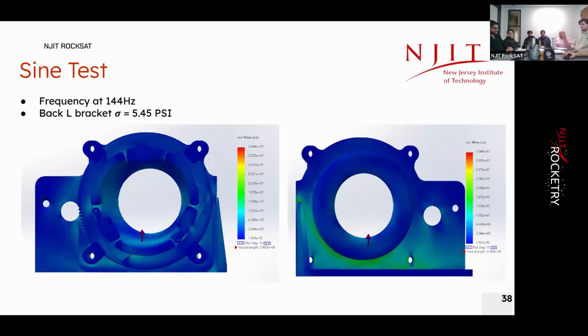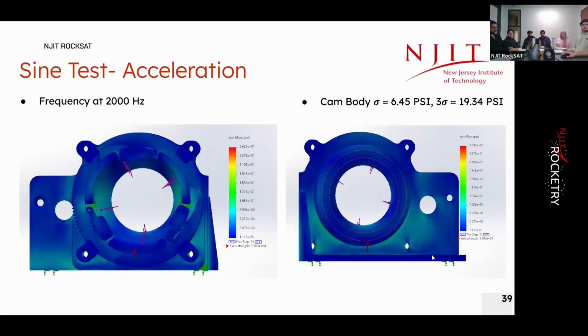Moving on, this is at 144 hertz. Once again, the L bracket was another area that showed up in this analysis at 5 PSI, but that's really nothing compared to the almost 40,000 PSI of yield stress for 6061. Moving on, this is the acceleration, where it'll be experiencing from 144 to 2000 hertz at 7 Gs along the thrust axis. So here I have Overwatch at 2000 hertz.